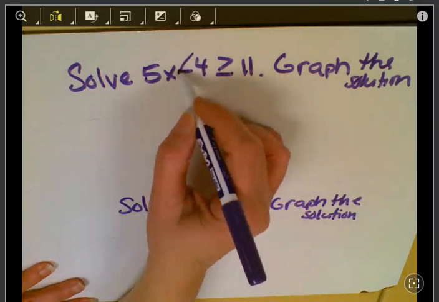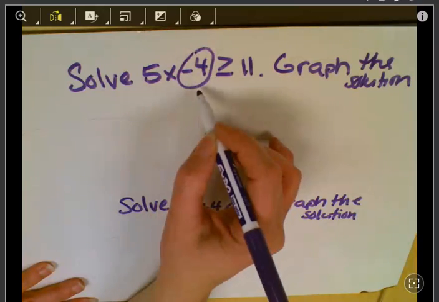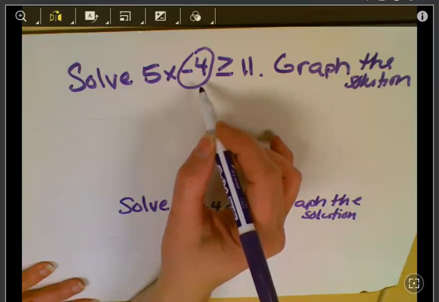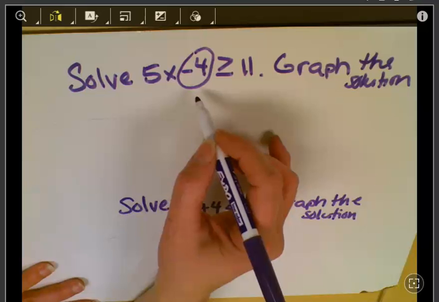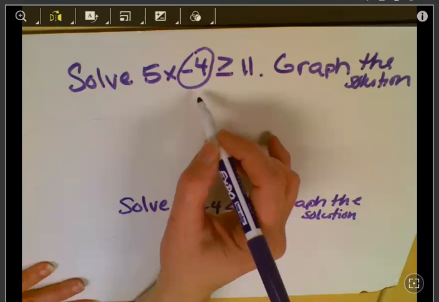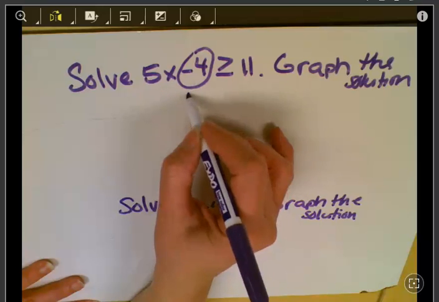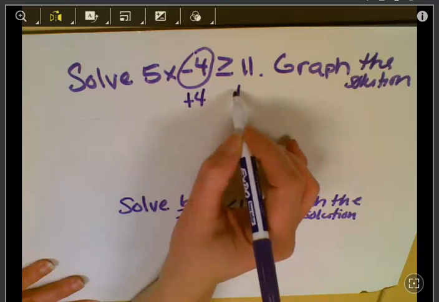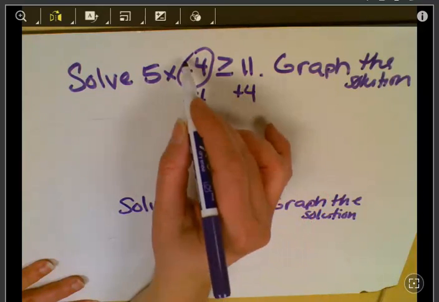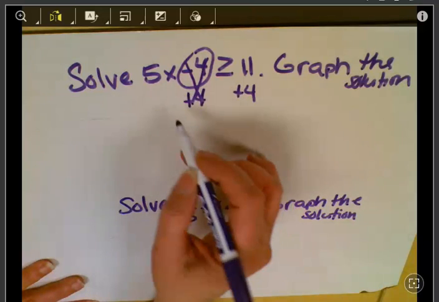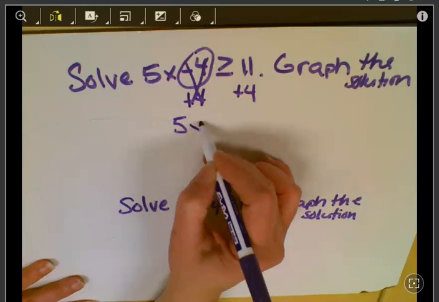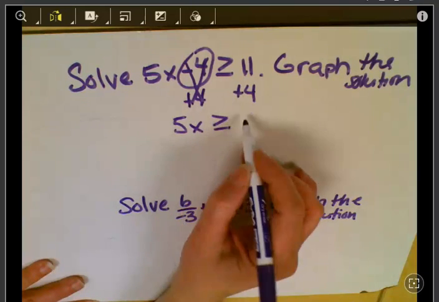So the first thing we're going to do is see that we're going to minus 4. We do it the opposite order of PEMDAS. So adding and subtracting is usually going to be first. So I'm going to take off this subtracting 4 by adding 4 on both sides of the equation. So this kind of cancels out, leaving me with 5x is greater than or equal to 15.